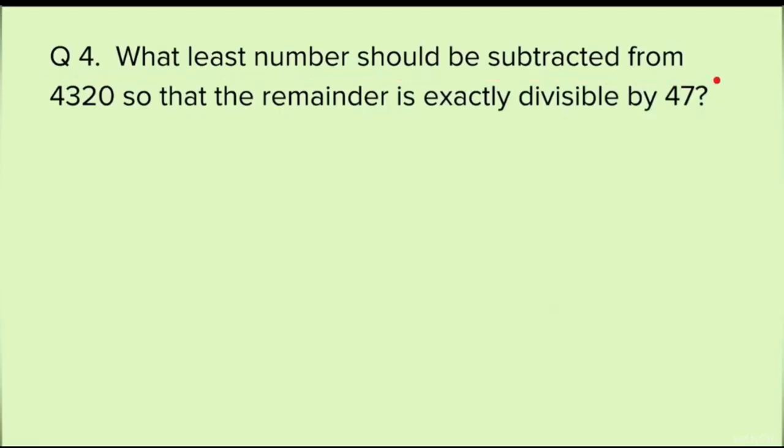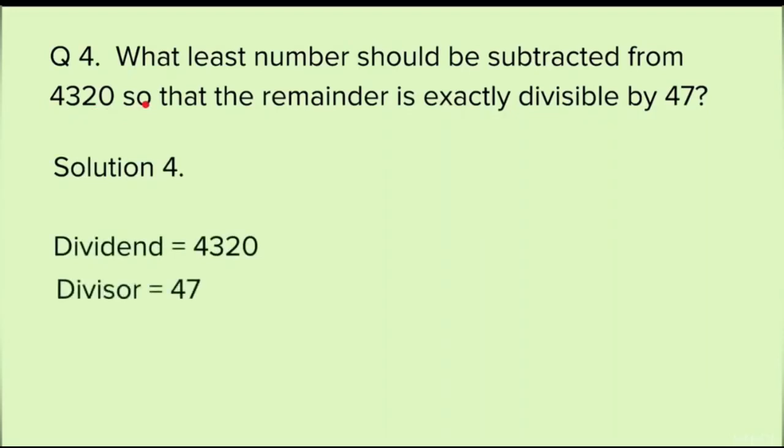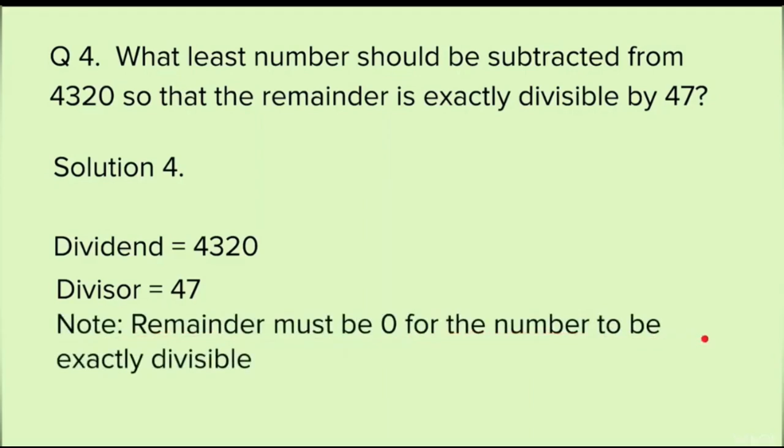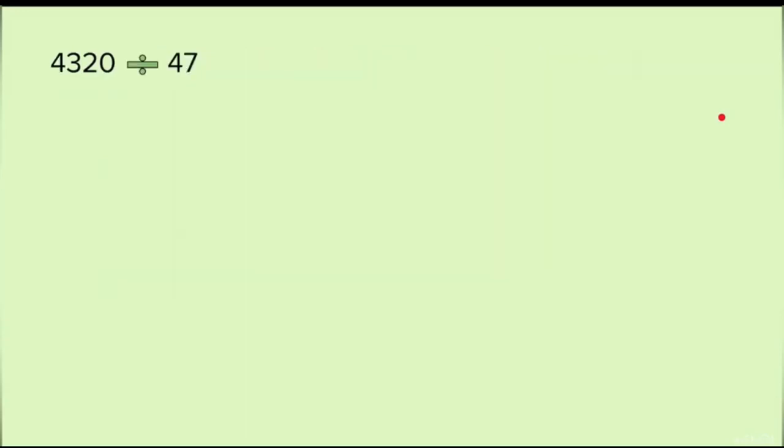Now next question. What least number should be subtracted from 4320 so that the remainder is exactly divisible by 47? So here the dividend is 4320 and the divisor is 47. Remainder must be 0 for the number to be exactly divisible. That you have to remember, children. Now let us divide first of all. Again we will follow the same method. Since 43 is smaller than 47, we will take two numbers to divide.